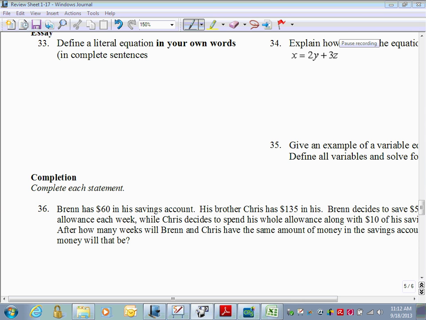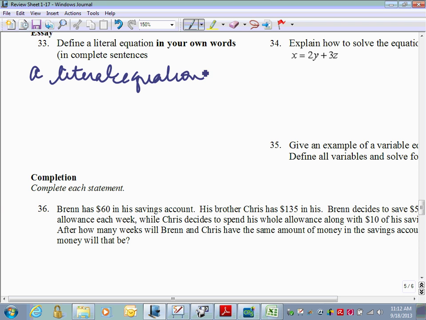Okay, we're going to continue with number 33. Define a literal equation in your own words. A literal equation is an equation using 2 or more variables.